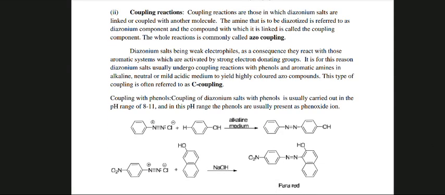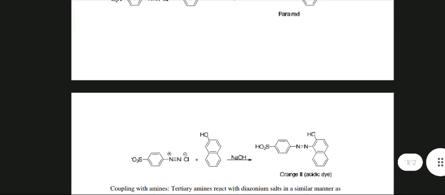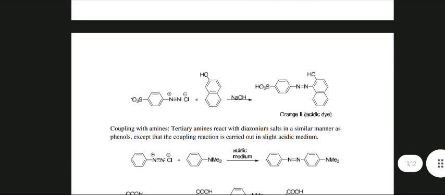Coupling with phenols. Coupling of diazonium salts with phenols is usually carried out in the pH range of 8 to 11, and in this pH range the phenols are usually present as phenoxide ion. Coupling with amines. Tertiary amines react with diazonium salts in a similar manner as phenols, except that the coupling reaction is carried out in slightly acidic medium.